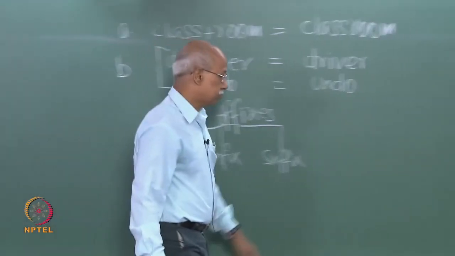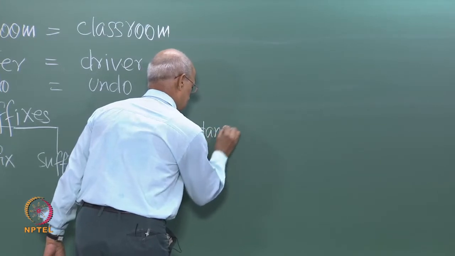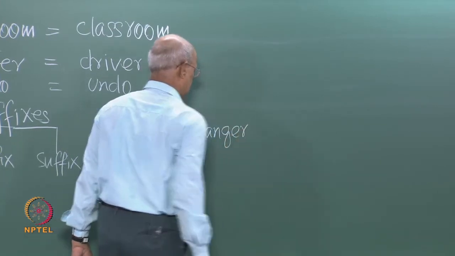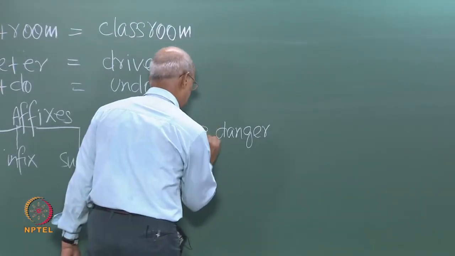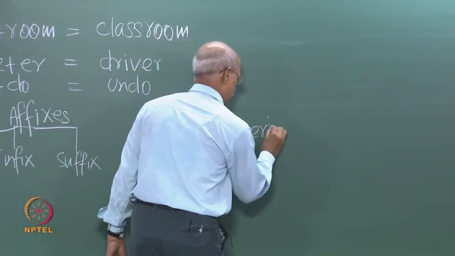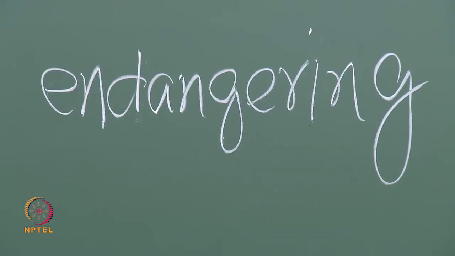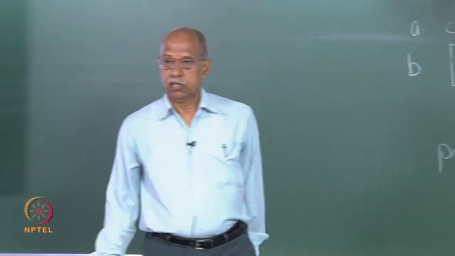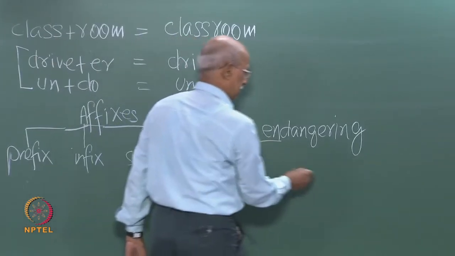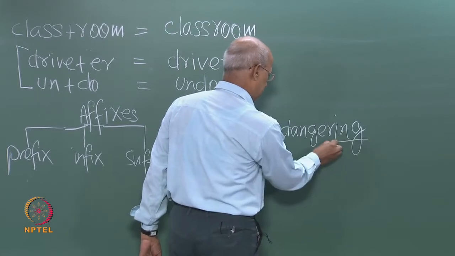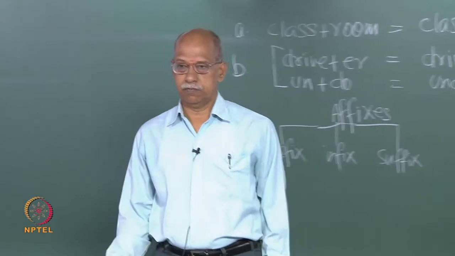let us say you have danger, you have endanger, you have ing. Suppose you have something like endangering. Now you have both a prefix, okay, a suffix. Which of the two would come first?